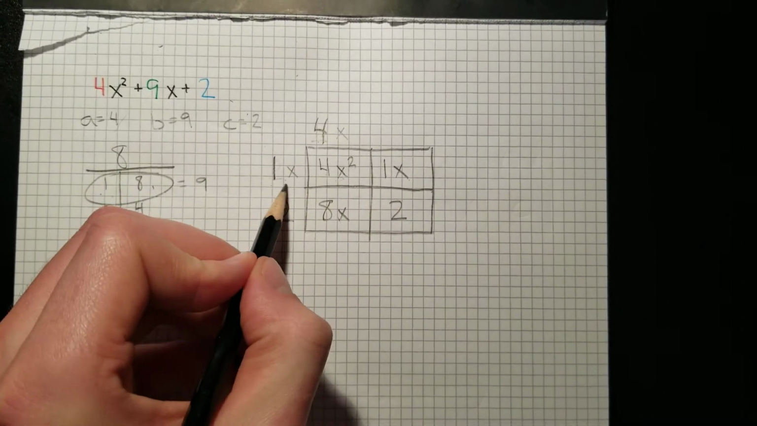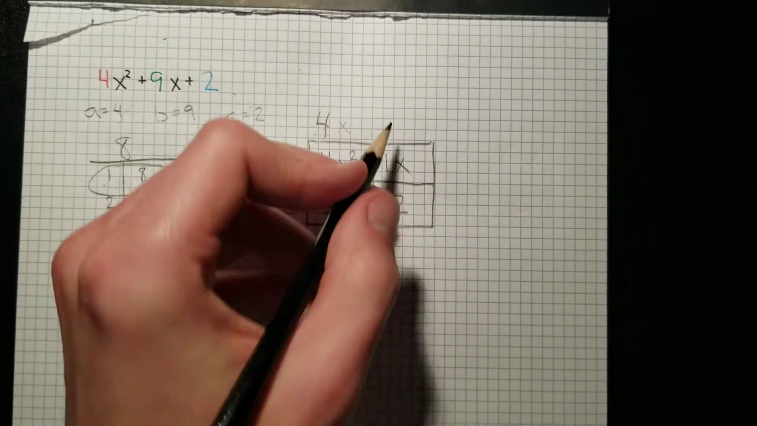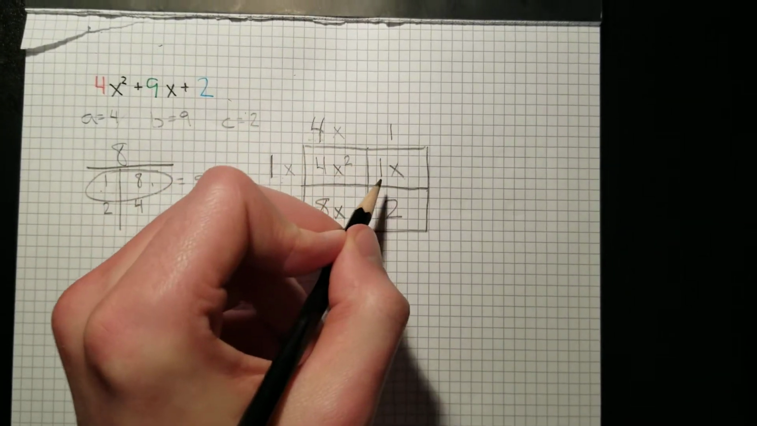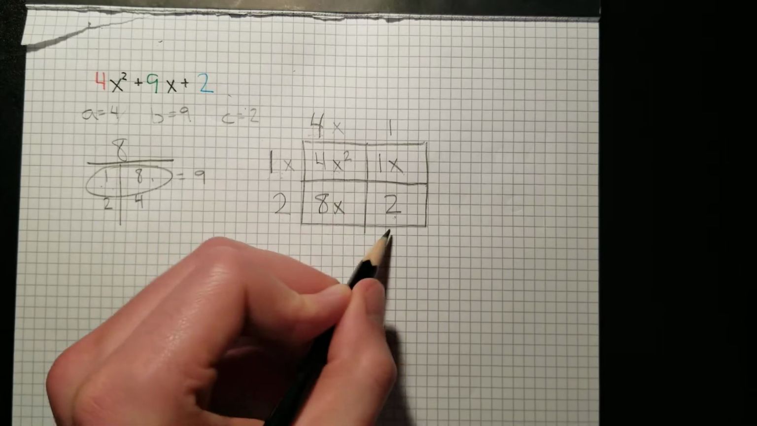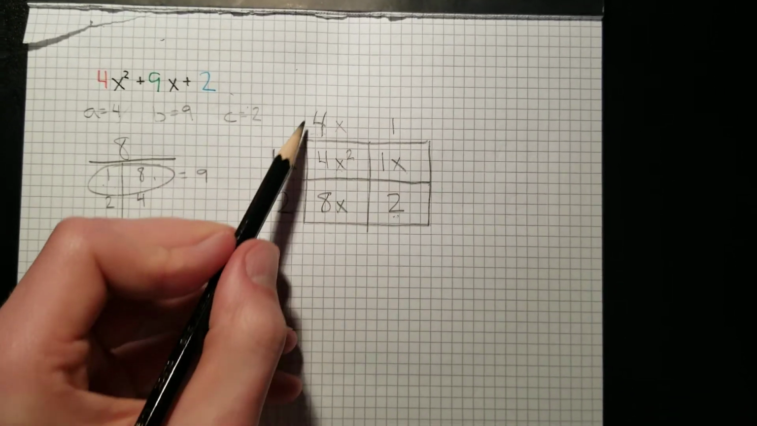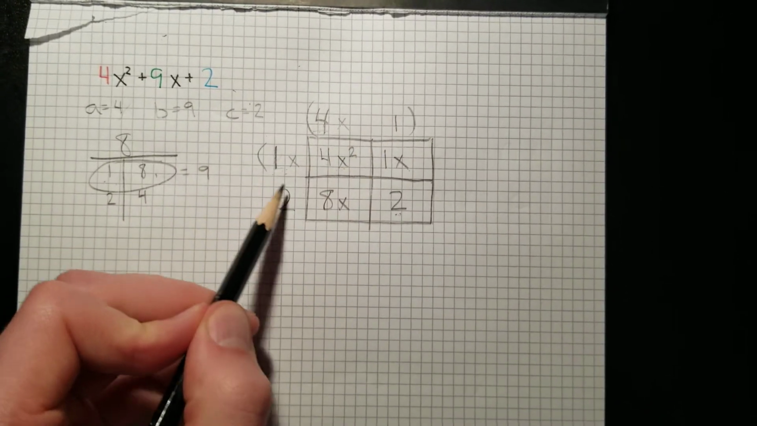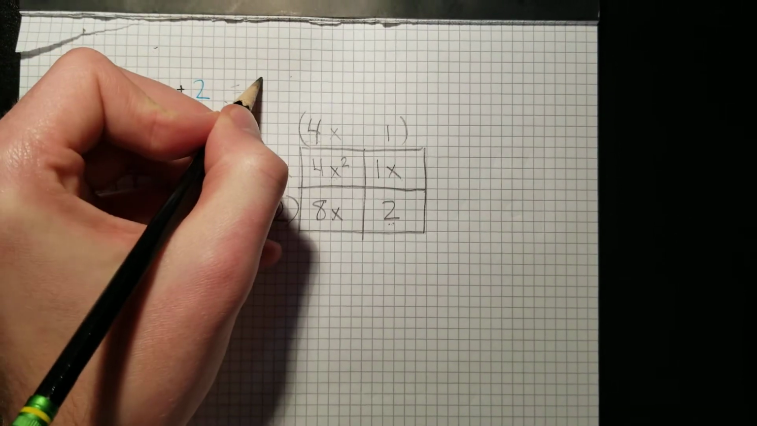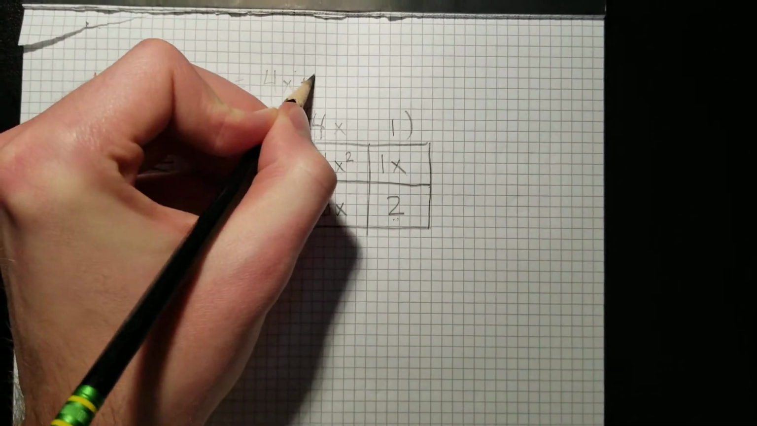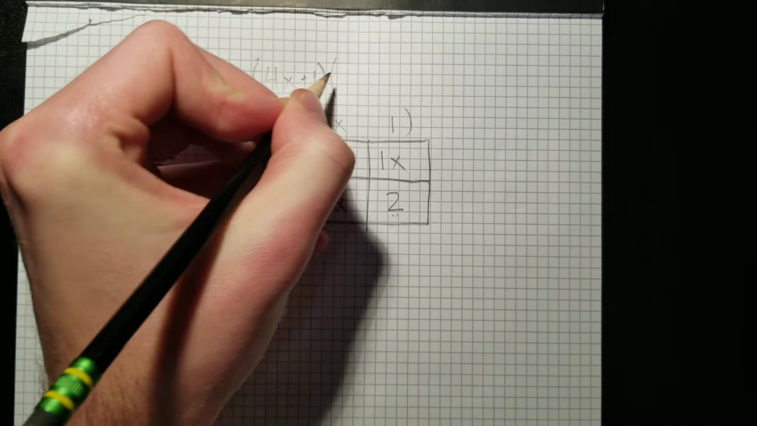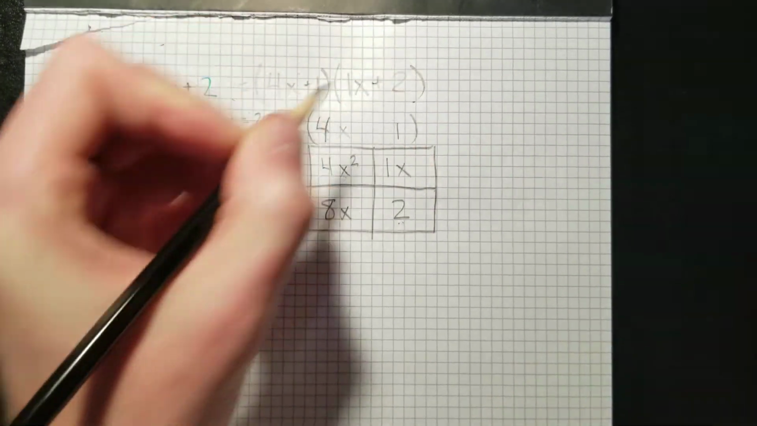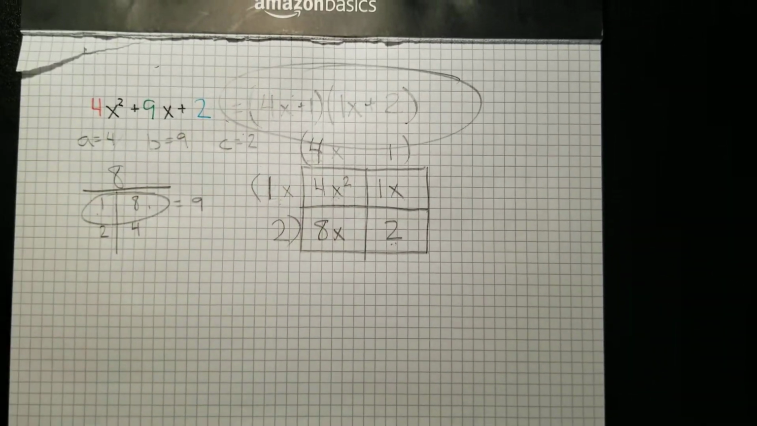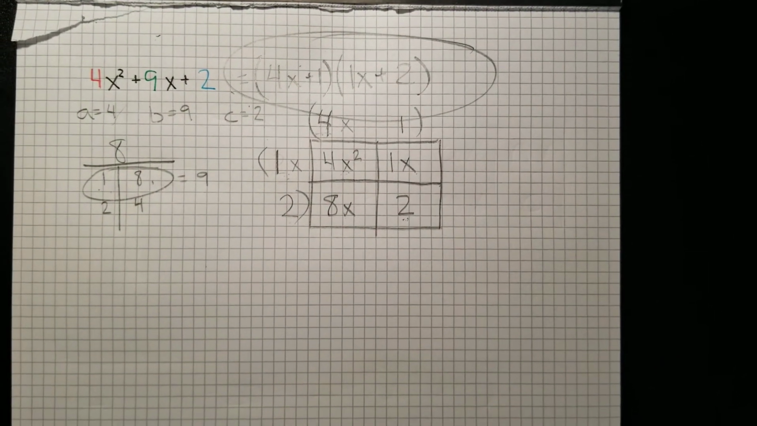Now here, 1x times what number is 1x? Well, that's just a 1, right? 1 times 1 is 1, you got the x there. And finally, in this bottom section, 2 times 1, is that 2? Yes, that does work out. So I have my factors. So that means this is equal to 4x plus 1 times 1x plus 2. So that is my answer right there, and I've done all the work.